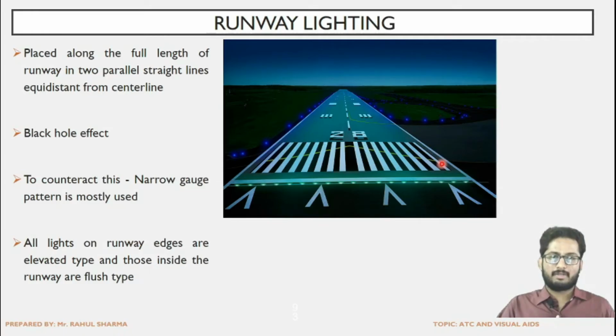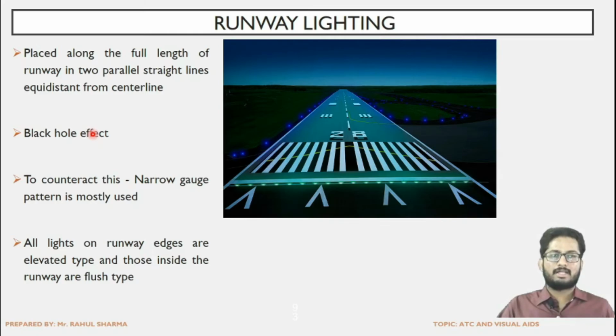Repeating again, in the previous cases lighting was provided only on the edges, and whenever the pilot is about to touch the runway, there is a duration where in his cone of vision, due to non-availability of lighting on the runway itself, there is complete darkness, and that was creating a problem at the time of landing. So that effect was termed the black hole effect, due to the absence of a lighting system on the pavement.